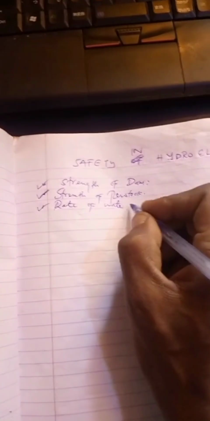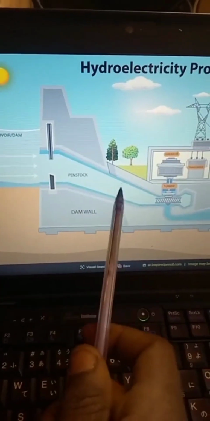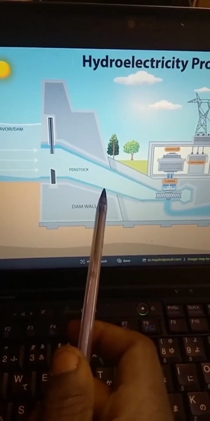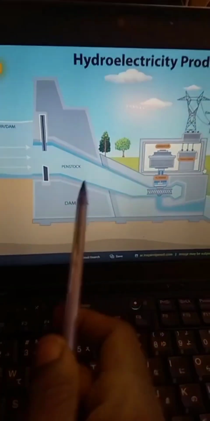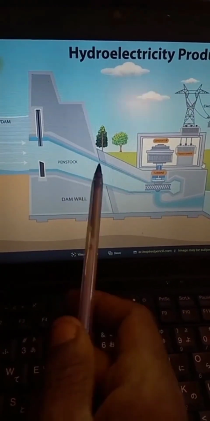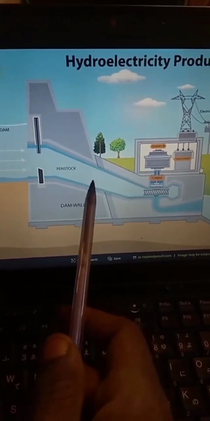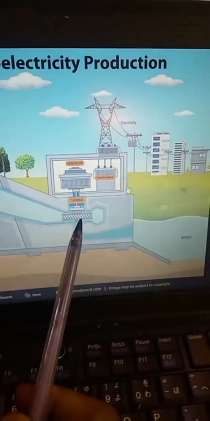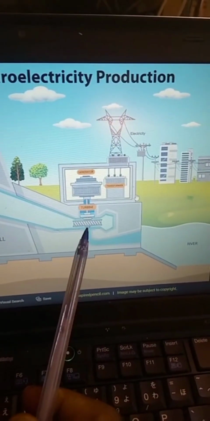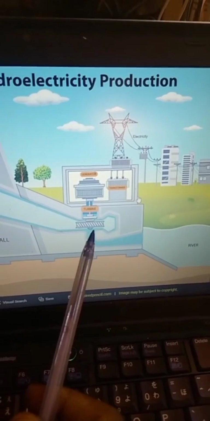Then we need also to consider the rate of water flow. What I mean by rate of water flow is the rate of flow per second through this pipe. This pipe is designed with a given dimension, maybe let's say 3 or 4 meters wide in diameter, such that it won't break this point of the turbine. Remember, this turbine has its own strength and should not be broken just like that.